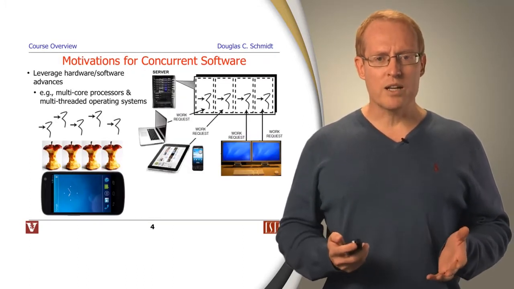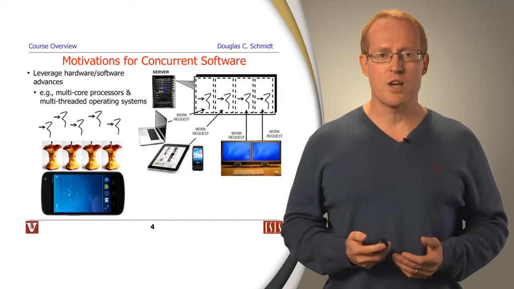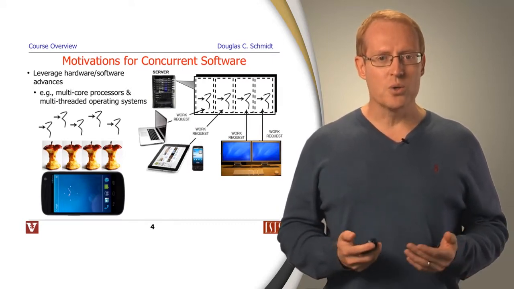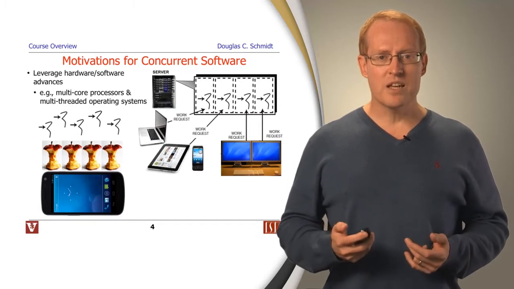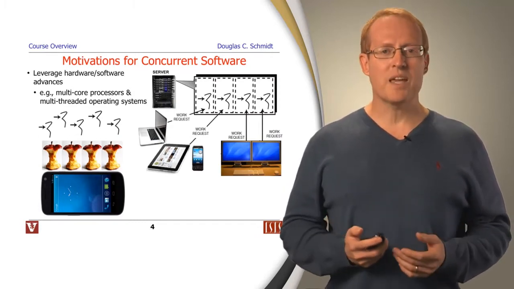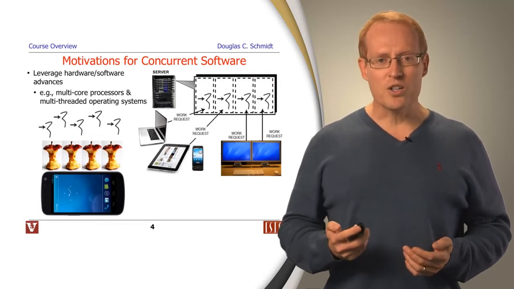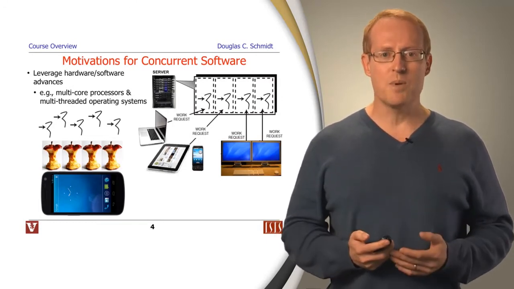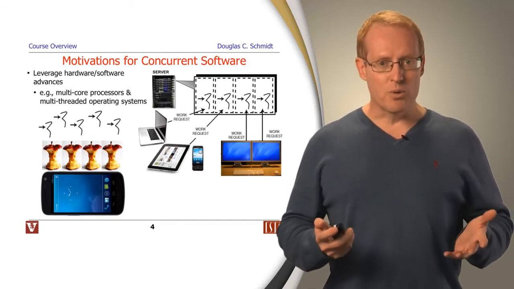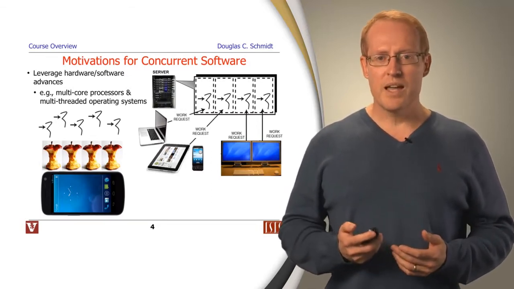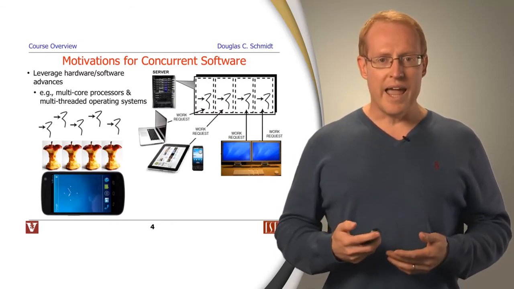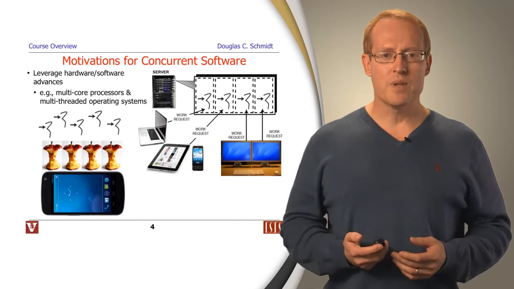We're going to start by talking about some of the motivations for concurrent software. Obviously, these days, some of the key motivations are to leverage advances in hardware and software. For example, it's almost become the case that these days it's hard to buy a single-core CPU. My cell phone, my laptop are both quad-core processors.